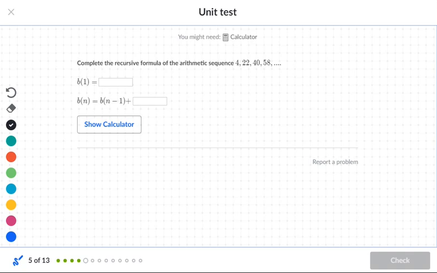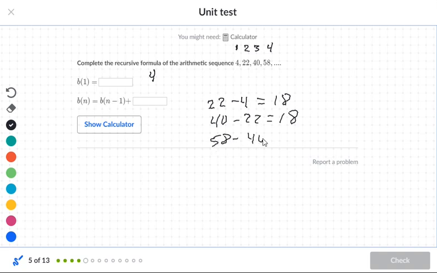Okay, we have the following sequence here, and it's an arithmetic sequence. So this is my first, this is my second, this is my third, and this is my fourth. So my very first number, b of 1, would be 4. So 4 would go in that box there. Now since it's arithmetic, we're adding here, so the numbers are increasing. So we take 22, subtract 4, that's 18. We take 40, subtract 22, that's 18. We take 58, subtract 40, well, that's 18.